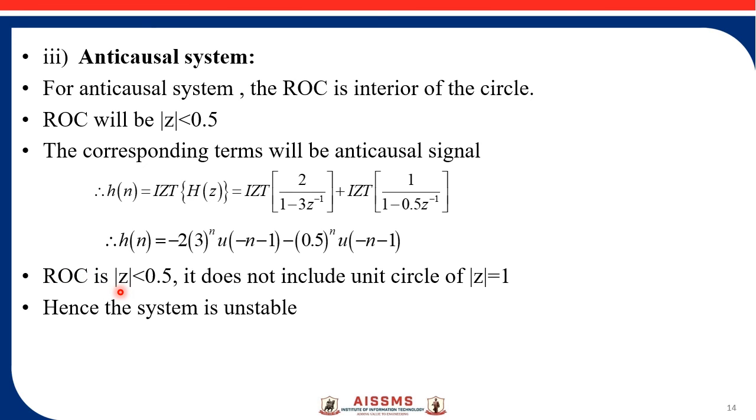Now as we know that ROC is mod Z less than 0.5. Does it include the unit circle? No, it does not include the unit circle. Therefore again the system is unstable.